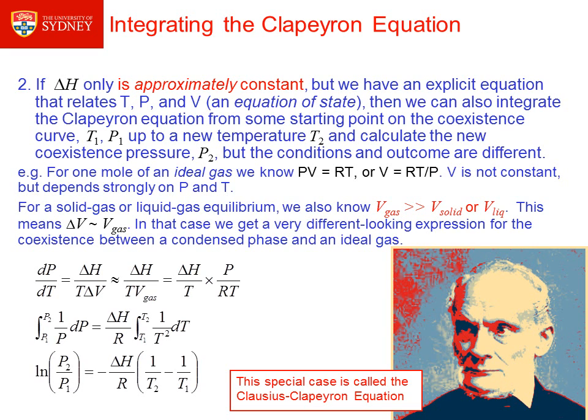In that case, we get a very different looking final expression for the coexistence between a condensed phase and an ideal gas. Starting with the Clapeyron equation in its differential form and substituting volume of the gas for delta V, then using the ideal gas expression to give us P over RT instead of 1 over V, now we can integrate that whole thing. We take delta H over R out the front of the integral because that's still a constant, and get a final expression which is called the Clausius-Clapeyron equation.